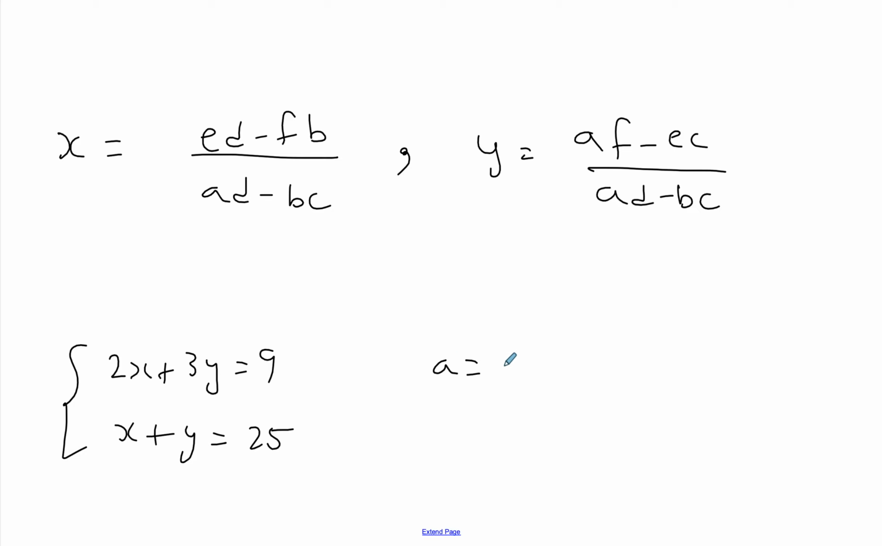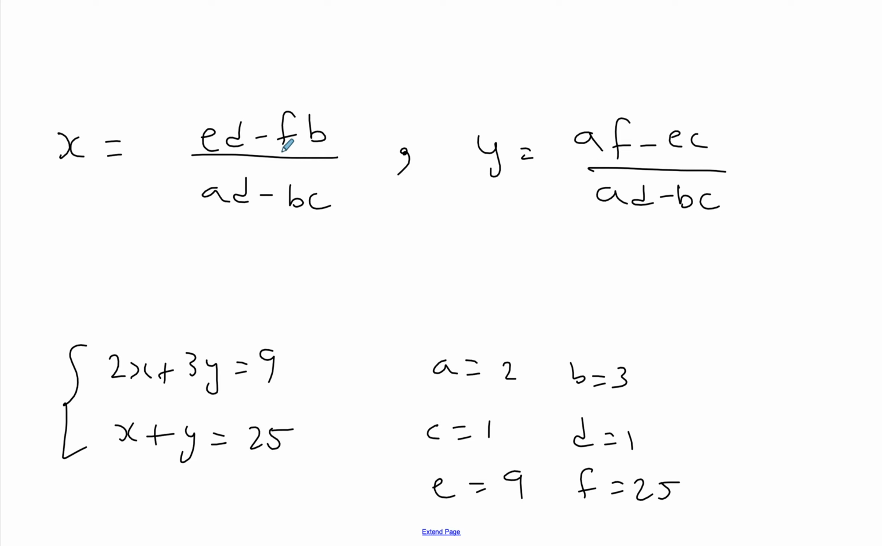My A in this case is 2, B is 3, C is 1, D is 1, E is 9, and F is 25. And if I want to find the solution for x, I'm just going to do what this is telling me to do. And if I want to find y, I'm just going to do what it tells me to do.